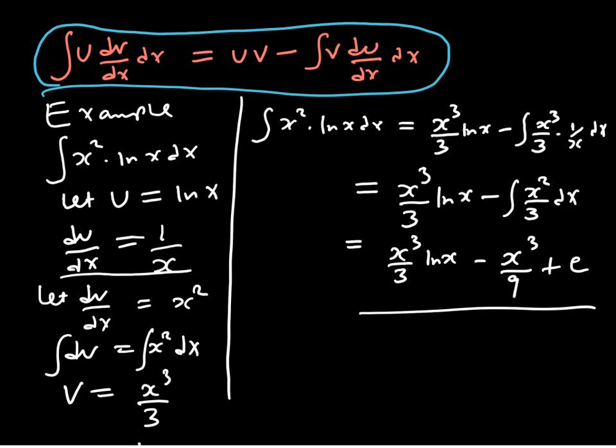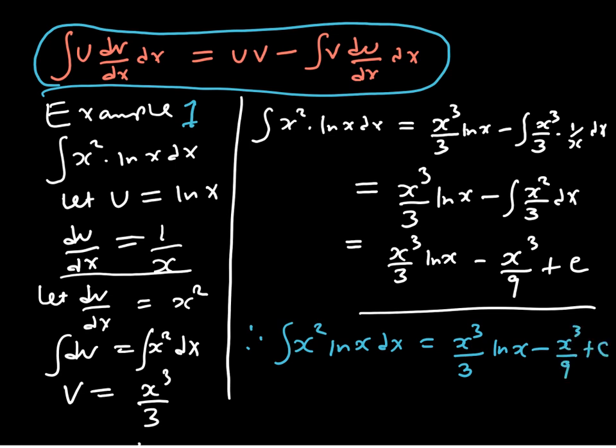So we shall see that coming ahead in this example 1. In examples 2, 3 or 4, whatever, I will give you a variety of examples so you don't have to struggle with this area. It's really so cheap. So therefore the integral of x squared natural logarithm of x dx is x cubed over 3 natural logarithm of x minus x cubed over 9 plus a constant of integration, and we are done.